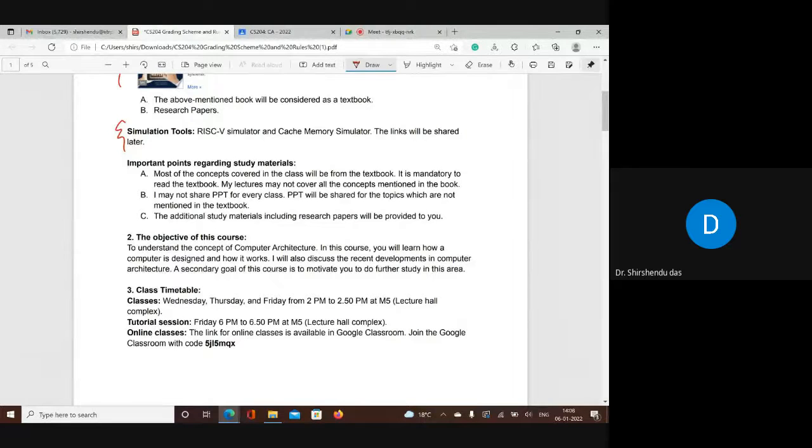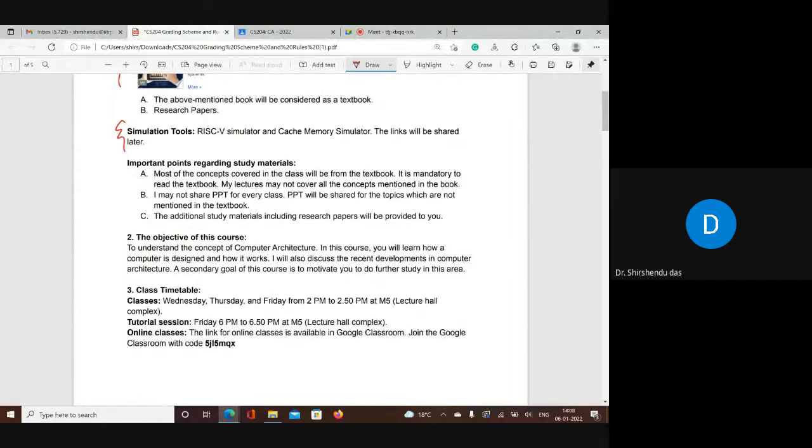So that's why I'm following a textbook. And since I'm mostly following a textbook, I'm advising you to read the textbook. My lectures will not be sufficient. It may be possible that there are some questions in the exam which I have not discussed in class, but it is written in the textbook.